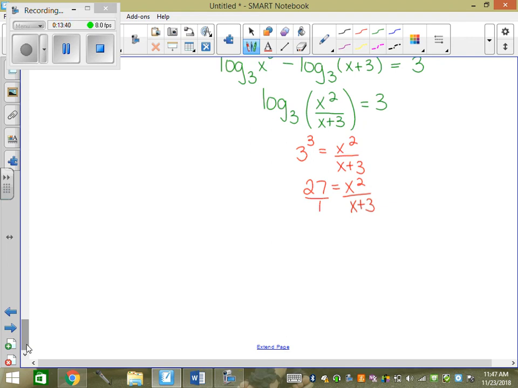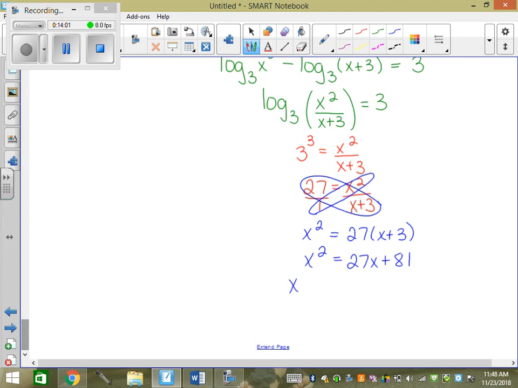There are some crazy options. I'm going to choose cross multiplying. So when you have a fraction equals a fraction, you can cross multiply. 1 times x squared equals 27 times x plus 3. Then you distribute. And then you get x squared minus 27x minus 81 equals 0.